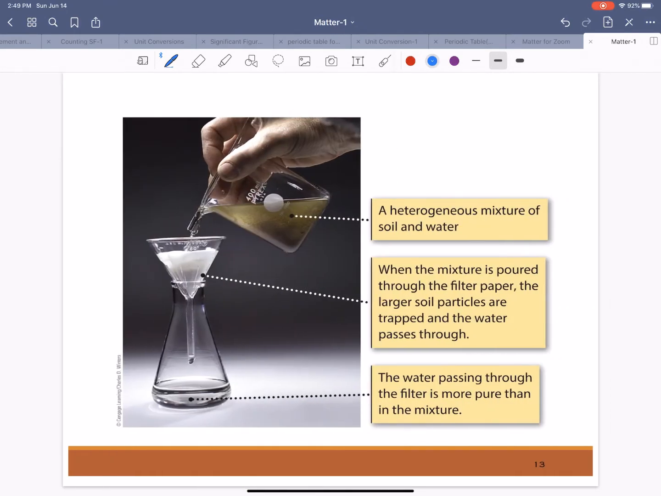Here's another example of not pure. So I'm looking at this thinking, ew, muddy water, definitely a mixture. There's more than one thing there. And the illustration tells us that this is a heterogeneous mixture of soil and water. When the mixture is poured through the filter paper, the larger soil particles are trapped and the water passes through. The water passing through the filter is more pure than it was in the mixture. So this is another example of a physical means, a way of separating physically a mixture into things that would be more pure.